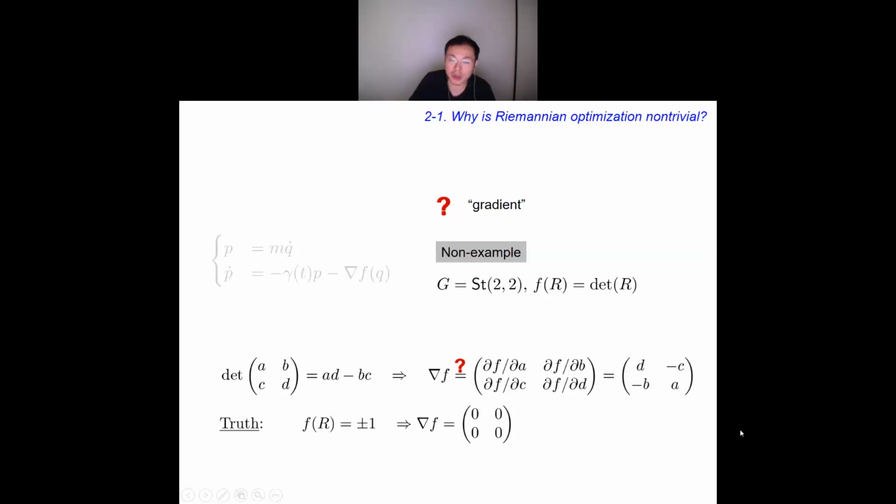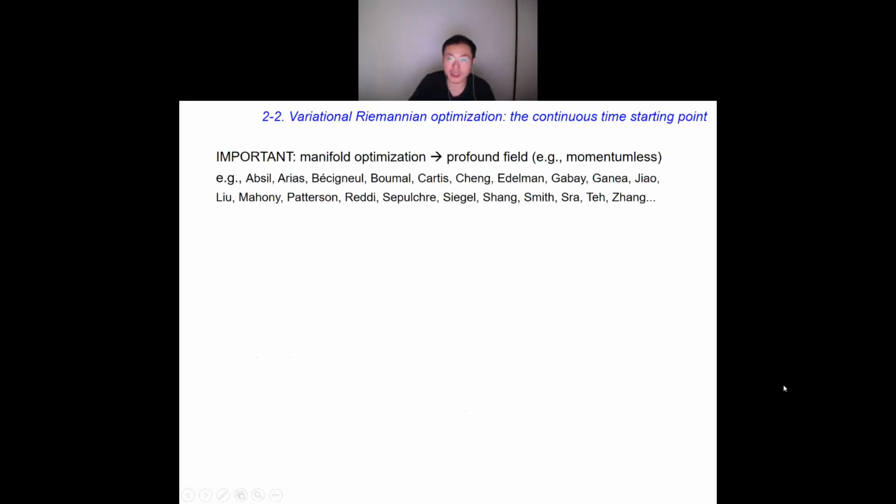So why the discrepancy? Well, the reason is because the Stiefel manifold is actually a one-dimensional manifold. It's not four-dimensional. The ABCDs are not independent from each other. You can't really collect the partial derivatives. Okay, so that's just the tip of the iceberg. Why manifold optimization is a profound field.